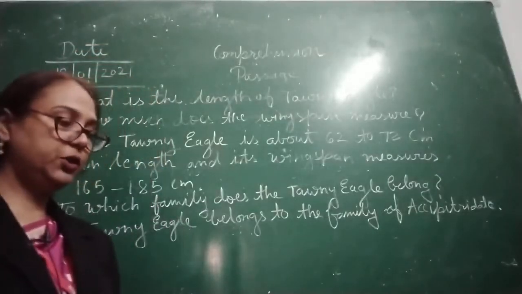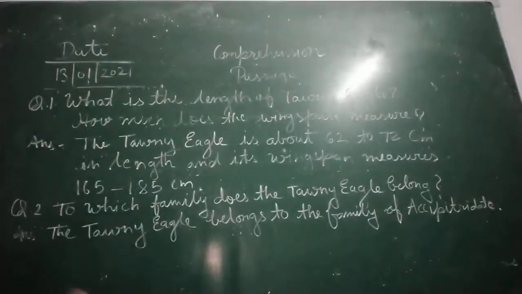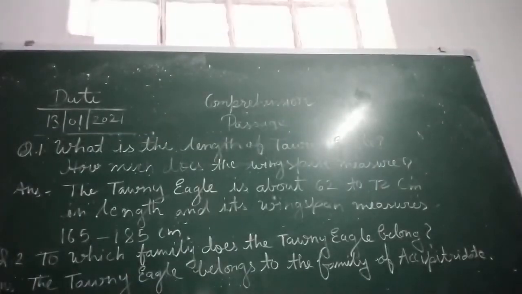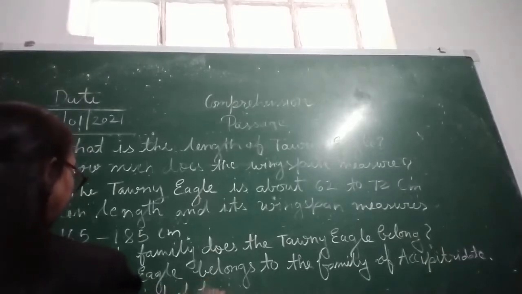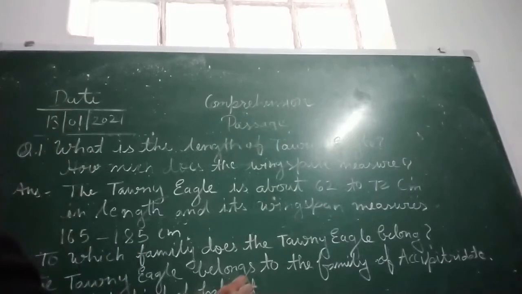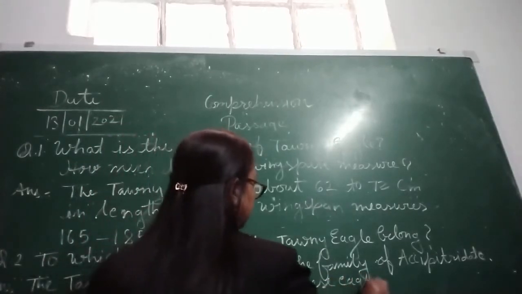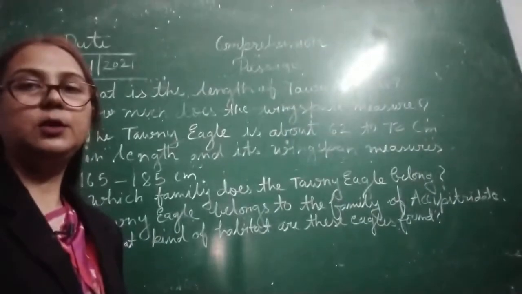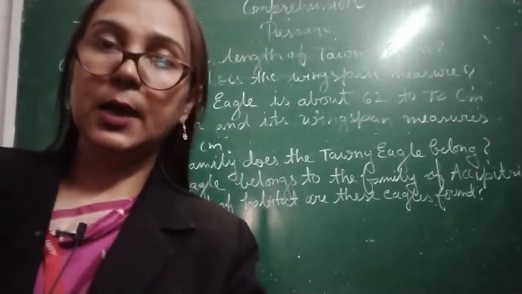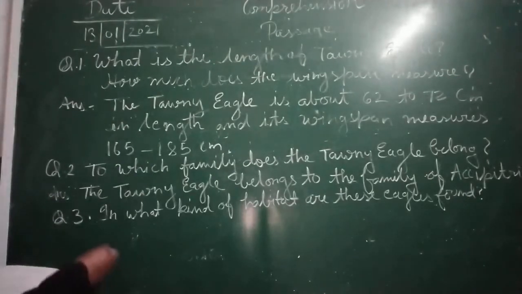Now we are moving to the next question. The next question is, in what kind of habitat are these eagles found? So now I'm going to write question number 3 over here. The question is, in what kind of habitat are these eagles found? Okay children? Now we are going to write the answer to that third question.